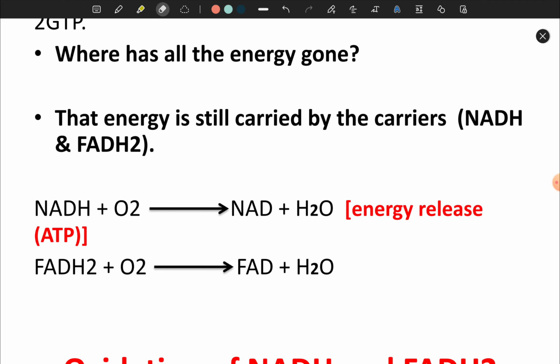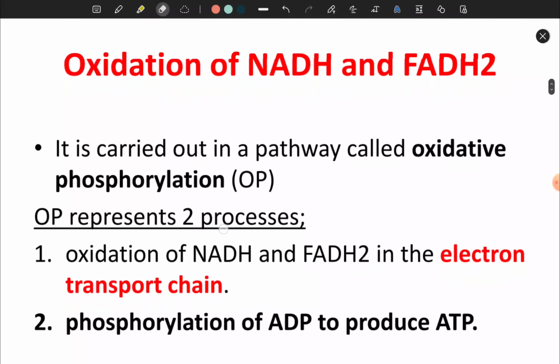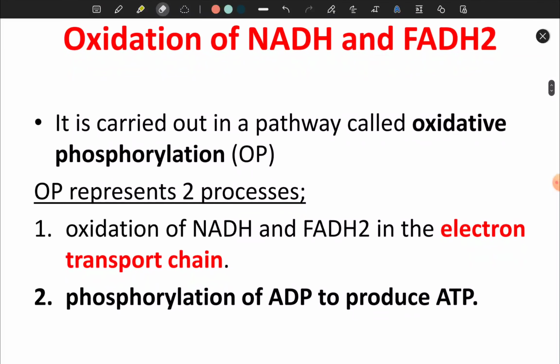So how will they be oxidized? It's carried out in a pathway called oxidative phosphorylation. Oxidative phosphorylation represents two processes: oxidation of NADH and FADH2 in the electron transport chain.